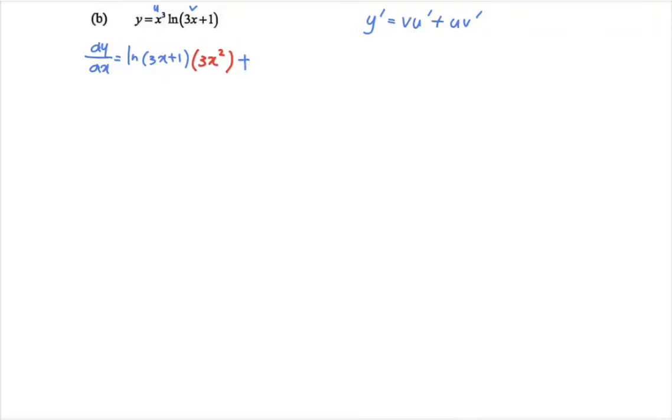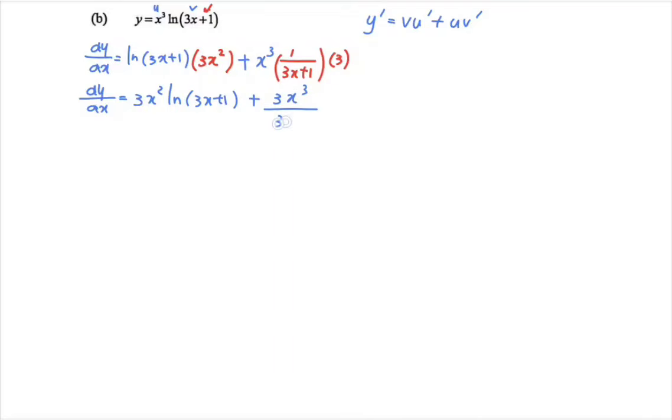Next, plus, we have the u, where we have x to the power of 3. If we differentiate the ln of 3x plus 1, we will have 1 over 3x plus 1. Then do remember, differentiate the internal function. So here we will have the 3. So rewrite the situation. So dy/dx equals 3x squared ln of 3x plus 1, and then plus 3x cubed over 3x plus 1. So that would be our first derivative.